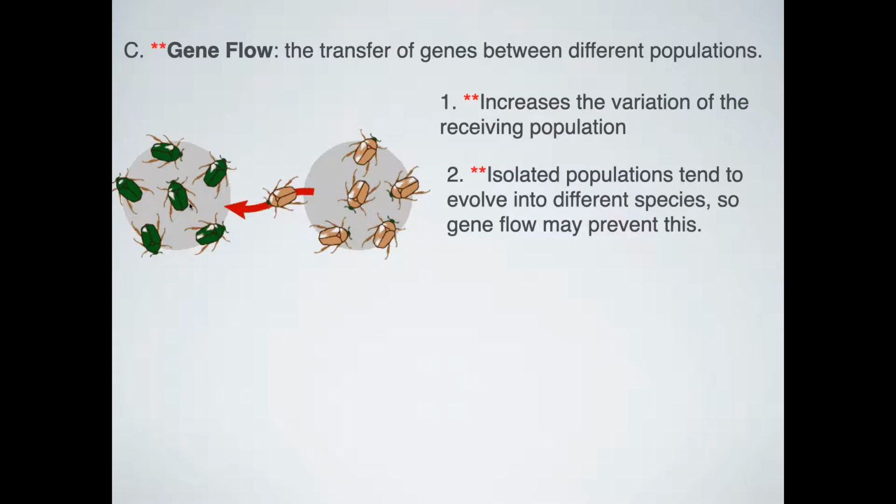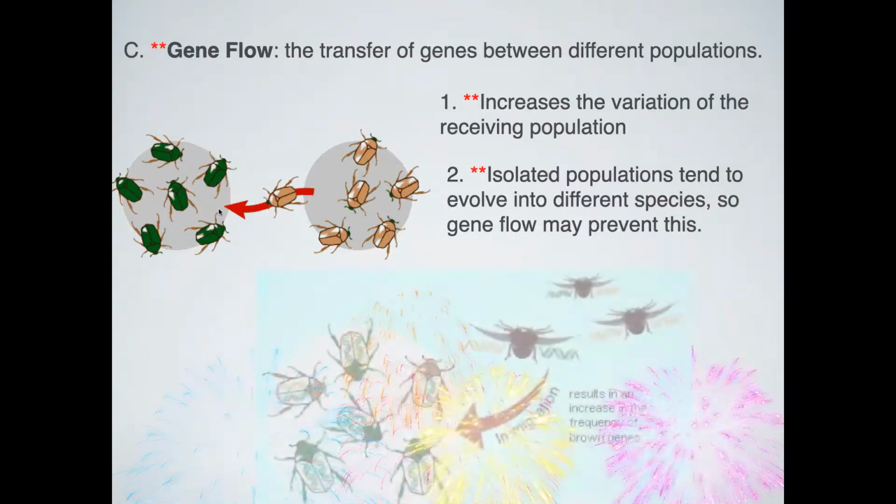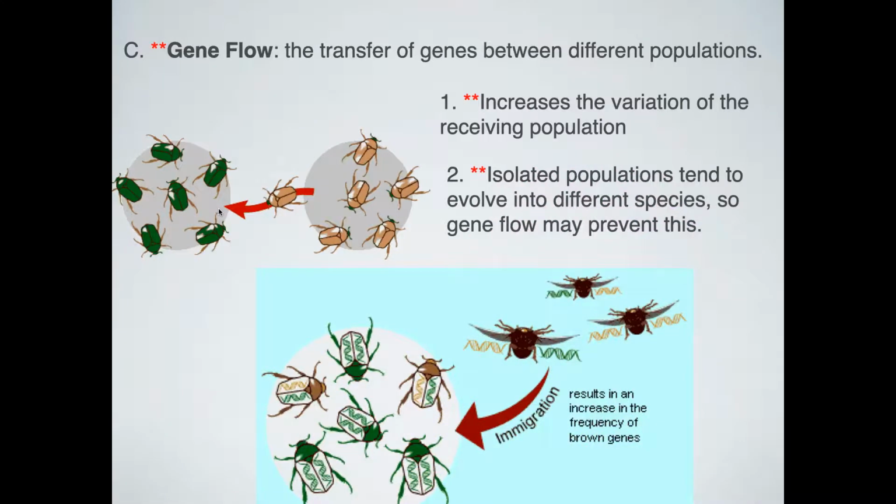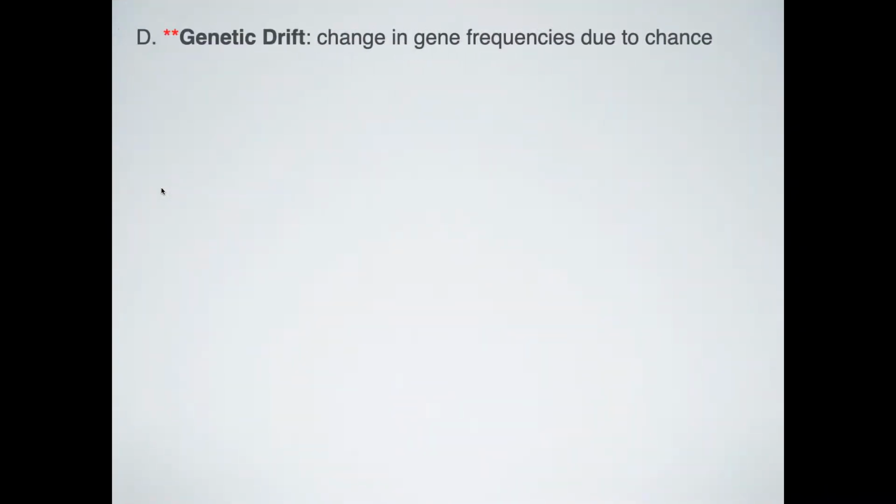And so isolated populations tend to evolve into different species. So gene flow could prevent this. So the fact that you now have more variation might lead to not necessarily a new species forming, but maybe just a distinct group, let's say. And so now we have organisms that contain both alleles for either gold or for green exoskeleton in this situation. Genetic drift is the change in gene frequency due to chance.